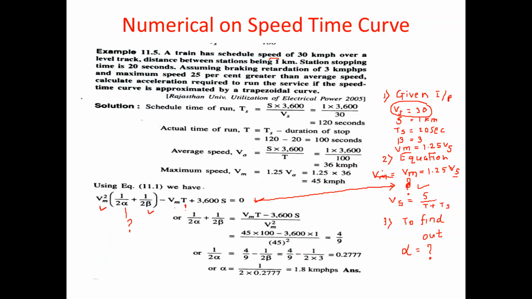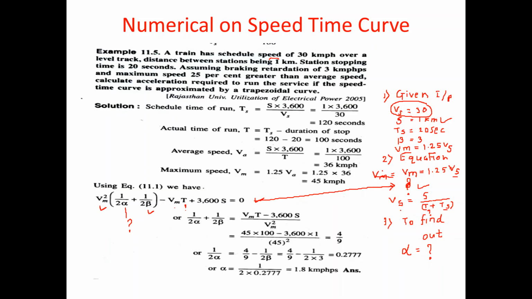So this is what we have to find out. So now I'm using this equation. Using this equation, Vs equal to S by T. S is already given, so I can use 1 kilometer. Vs is already known, and Ts is given as 20 seconds, so we can find the T value.